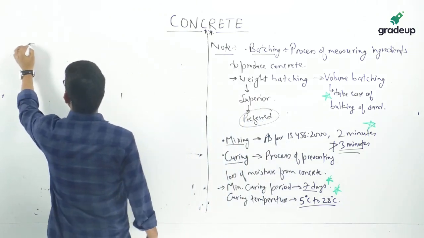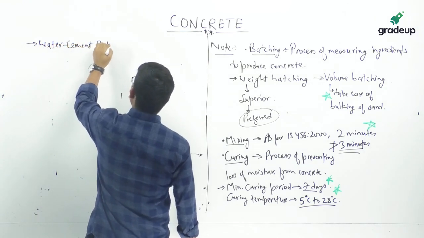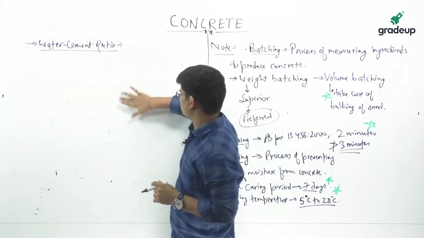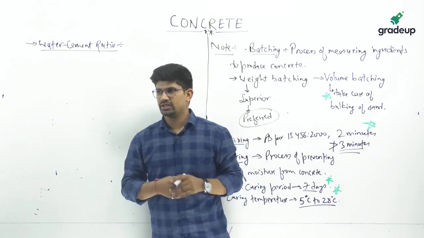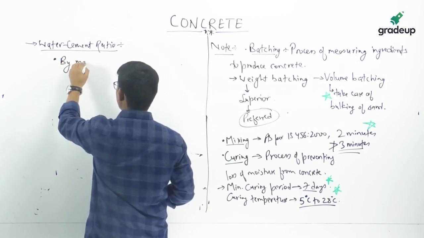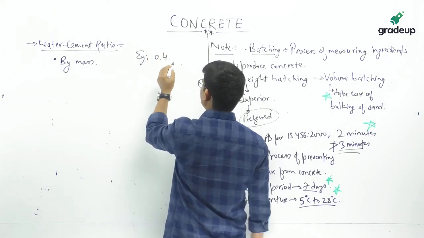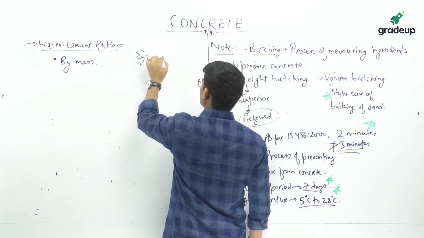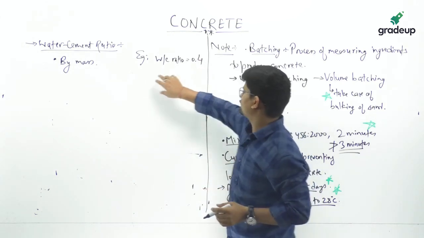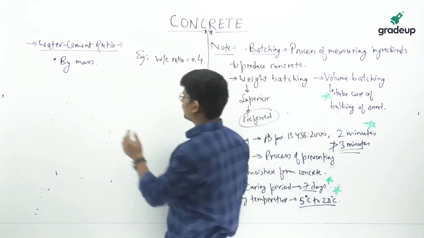Now, water cement ratio. For concrete, this term is very important. If you are constructing concrete of a required grade, water cement ratio is very important. Generally this is by mass. For example, if it says the water cement ratio is equal to 0.4, what does this 0.4 mean? This is by mass, that is, mass of water by mass of cement is 0.4. The ratio is 0.4.